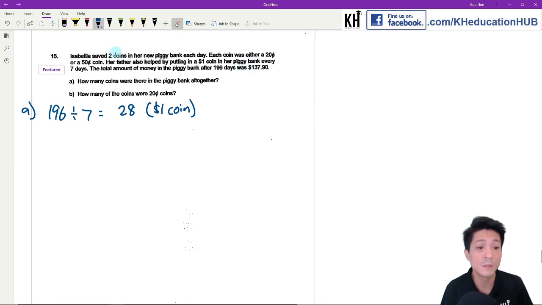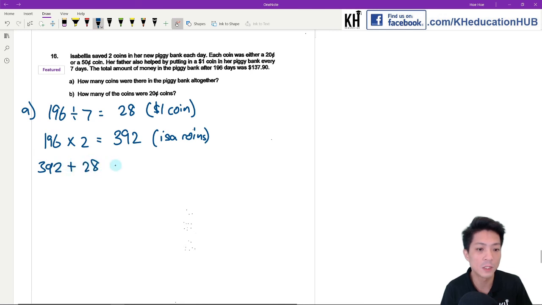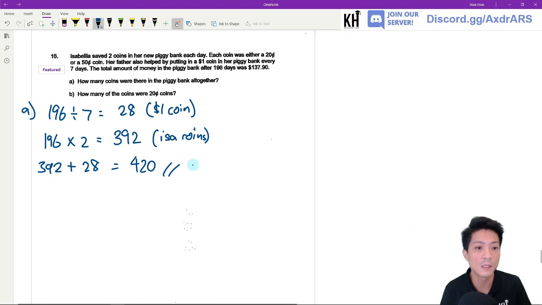Okay, and Isabella saved 2 coins every day, which means that in 196 days, she is going to put in 392 coins. So to find the total, I just need to add them together. Okay, that's a total of 420 coins. This is the answer for part A.